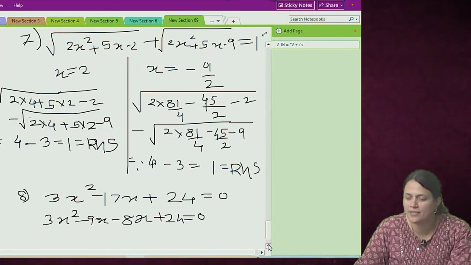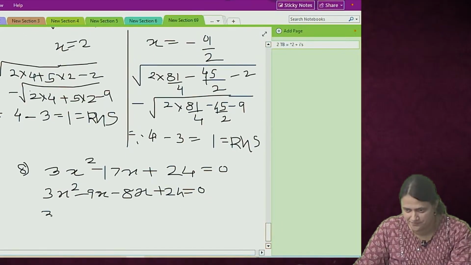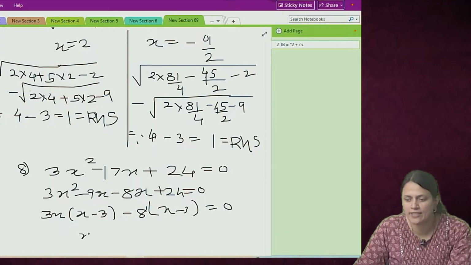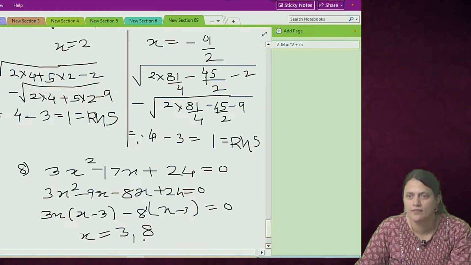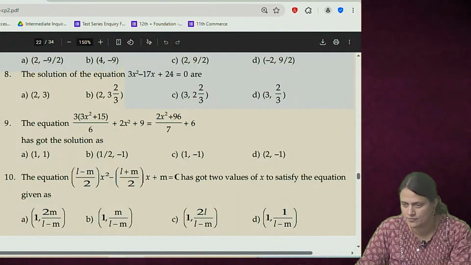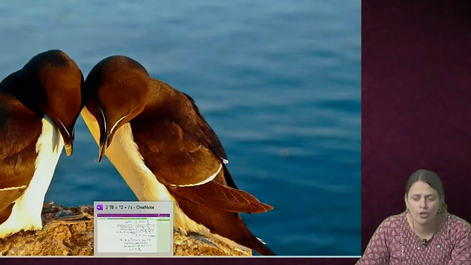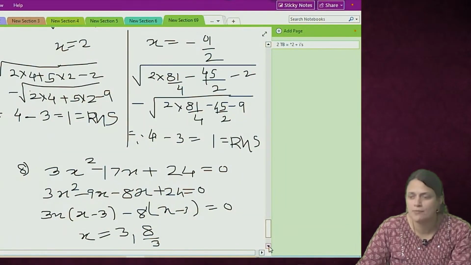Solve by splitting the middle term. So x will have two values, 3, 8. No, 3, 8 by 3. No? Option C is the correct option. Because that's a mixed fraction. I hope 8/3 is a mixed fraction.